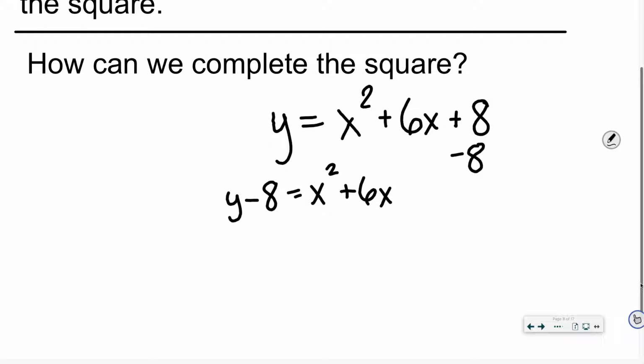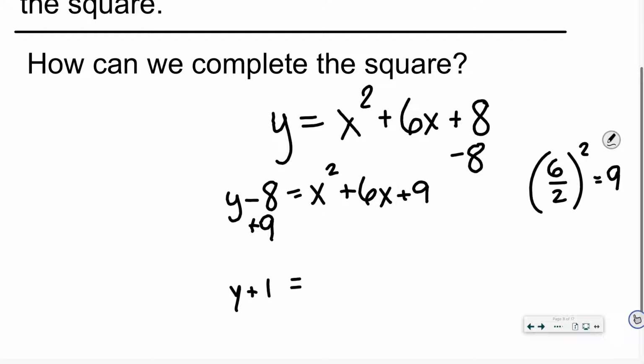Now what? How do I complete my square? Yeah, I'm going to do that 6 value divided by 2, and then I'm going to square it, which is 9. What am I going to do with that 9? I'm going to add it to both sides. That's key. I'm not just adding it here. I'm also adding it here. So what's the left side of my equation now? Y plus 1.